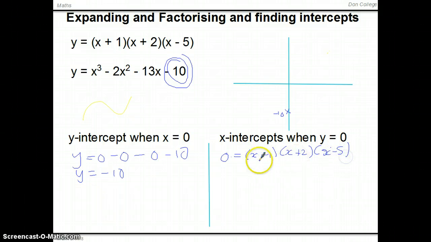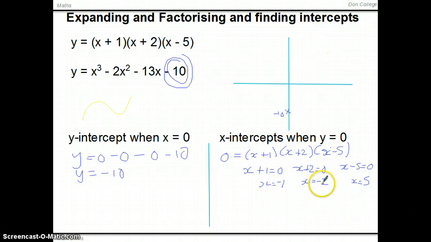when it's factorised like this, it means that if you have three things multiplied together that make 0, at least one of those things must equal 0. So we've simplified the problem. It means x plus 1 equals 0, or x plus 2 equals 0, or x minus 5 equals 0. And if that's the case, x equals negative 1, x equals negative 2, or x equals 5. And there we've found our three intercepts.